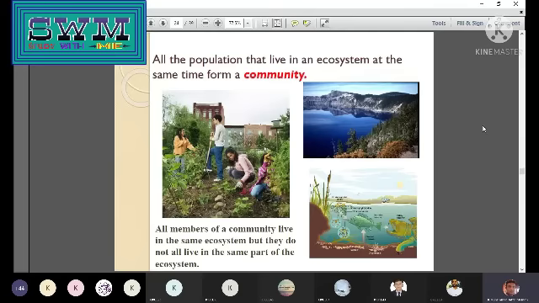Now these are the pictures representing all the populations that live in an ecosystem at the same time and form a community. Also there is a picture of only the water body and the mountains and also trees. All members of a community live in the same ecosystem, but they don't all live in the same part of the ecosystem. They live in different parts of the ecosystem and interact.